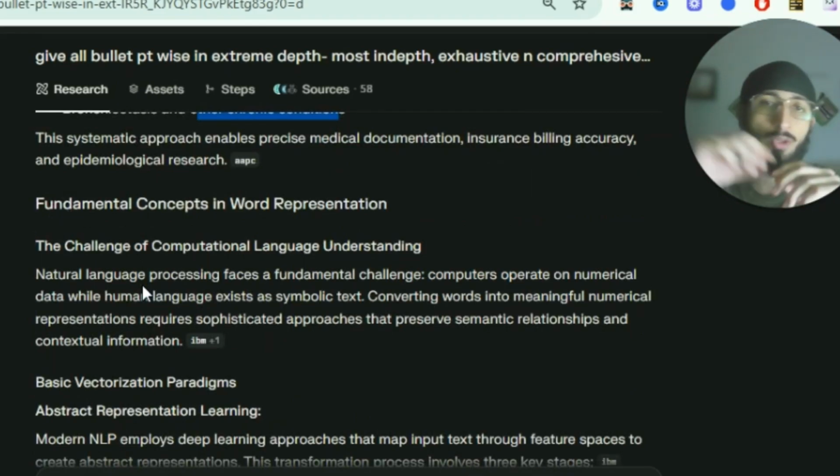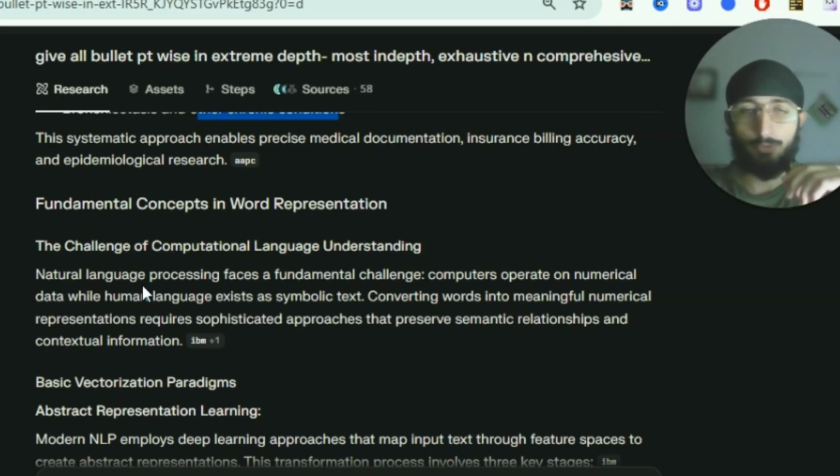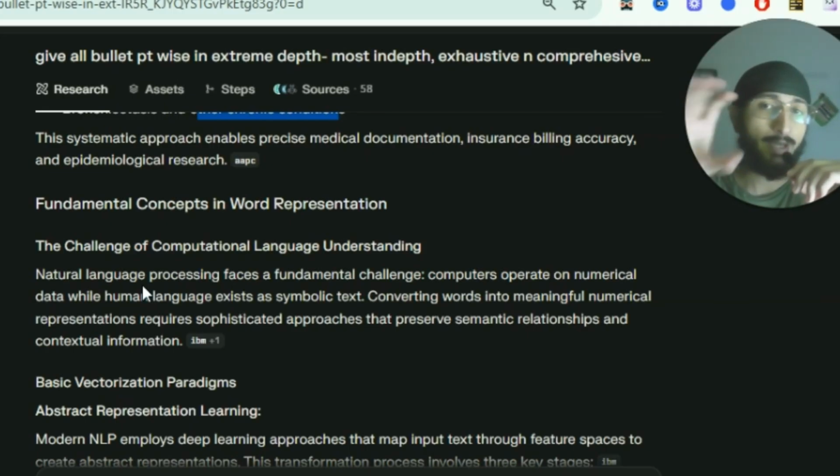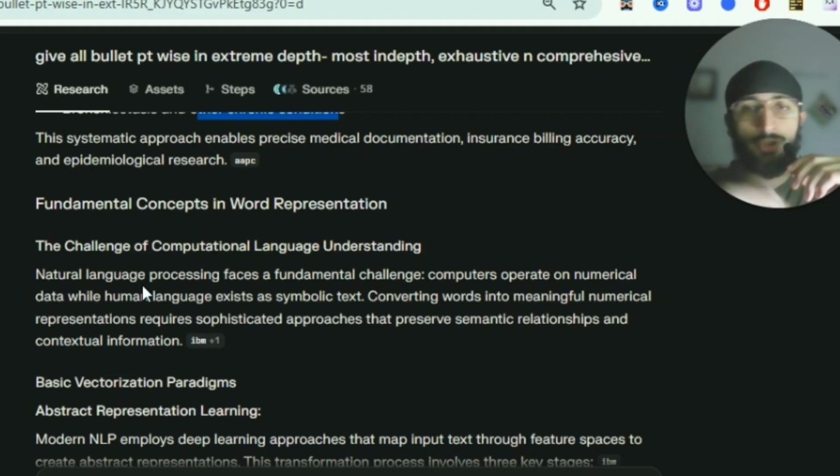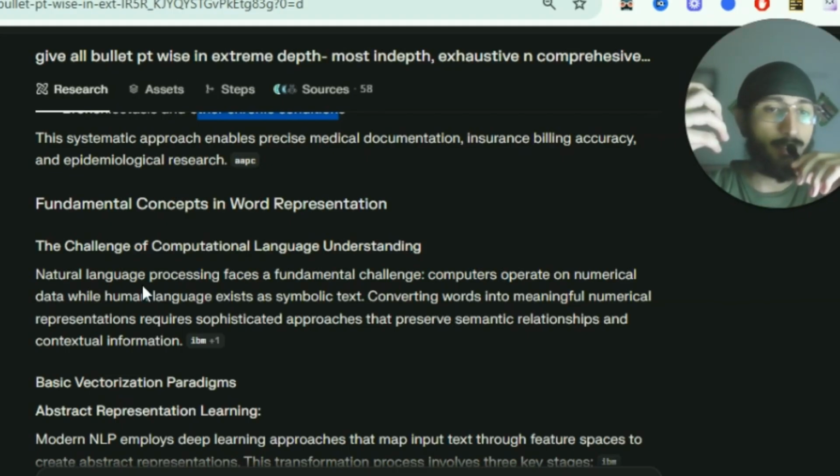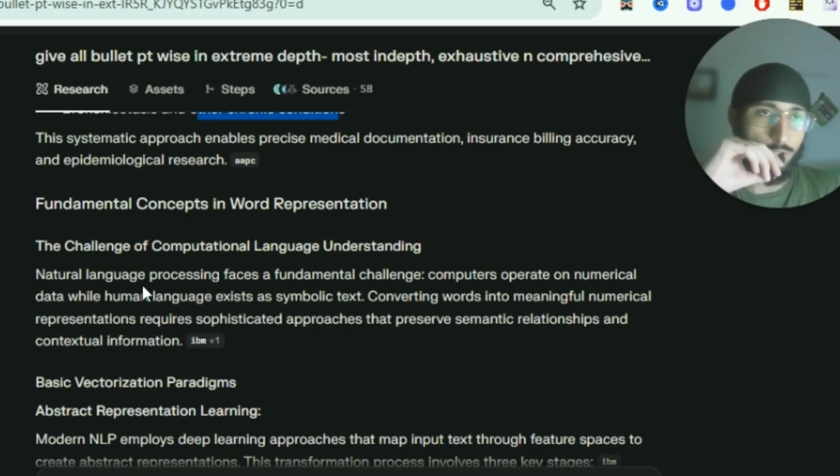Now, fundamental concepts in word representation. So the challenge of computational language understanding. Natural language processing, which is NLP, faces a fundamental challenge: computers operate on numerical data while human language exists as symbolic text, right? So converting words into meaningful numerical representations requires sophisticated approaches that preserve semantic relationships and contextual information.